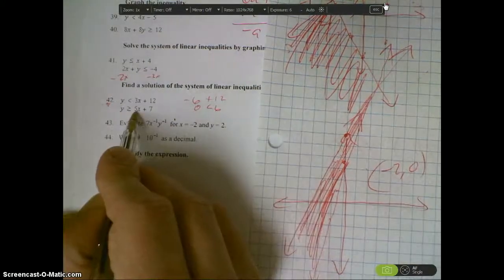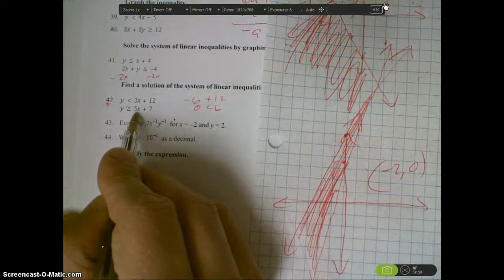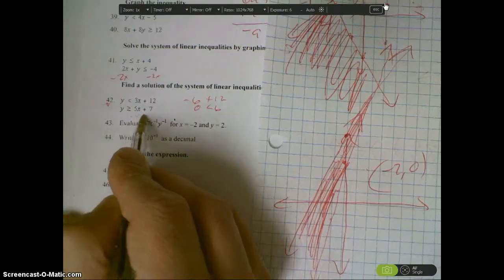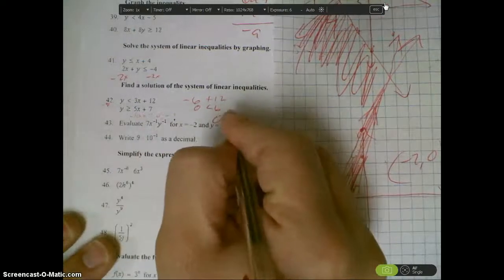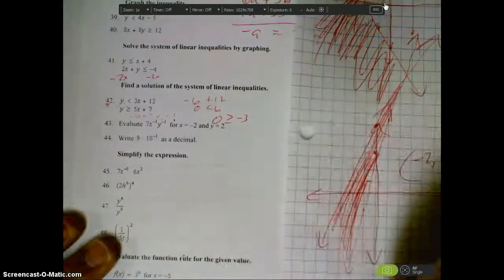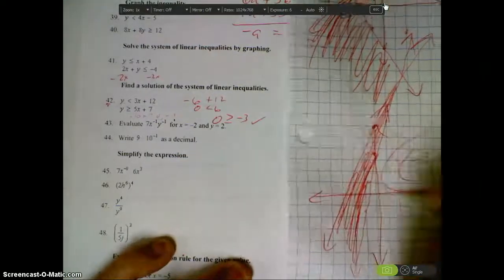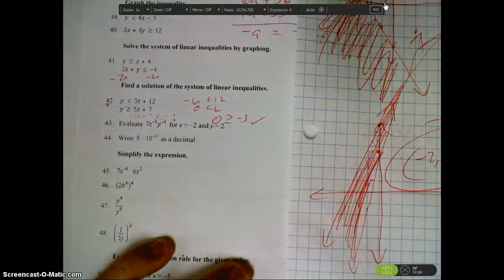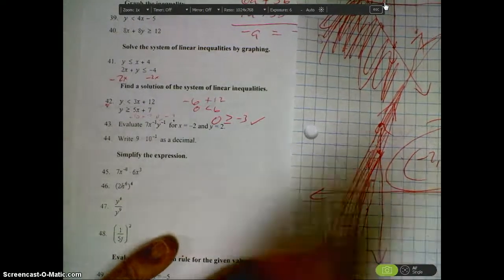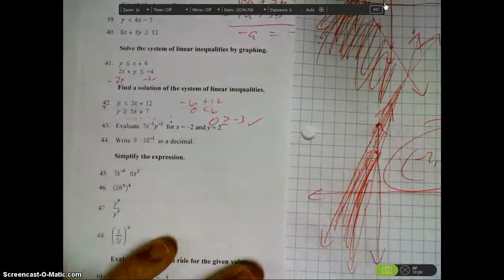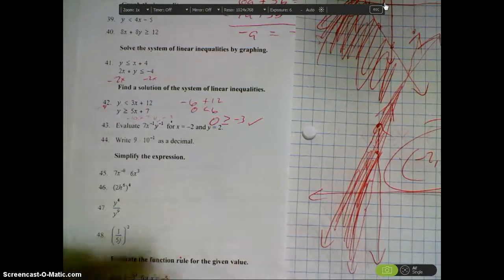Let me try it for here too. Negative 2 times 5 is negative 10, plus 7 is negative 3, and 0 is bigger, right? 0 is bigger than or equal to negative 3, so that's true for that one too. So this is a solution. Again, multiple choice, you're just taking the 4 answer choices, plugging them in to the equations, and if it makes them both true, then that's the answer.